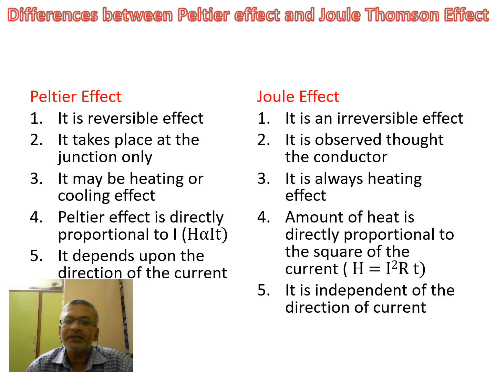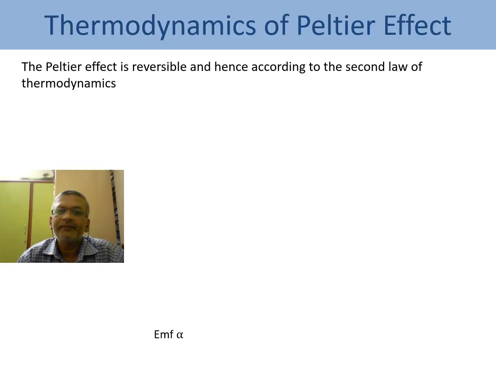The Peltier effect depends upon the direction of the current, while the Joule effect is independent of the direction of the current. One more difference is that Peltier needs two dissimilar metals, while Joule needs only one metal. So these are the differences between the Peltier and Joule heating effects.